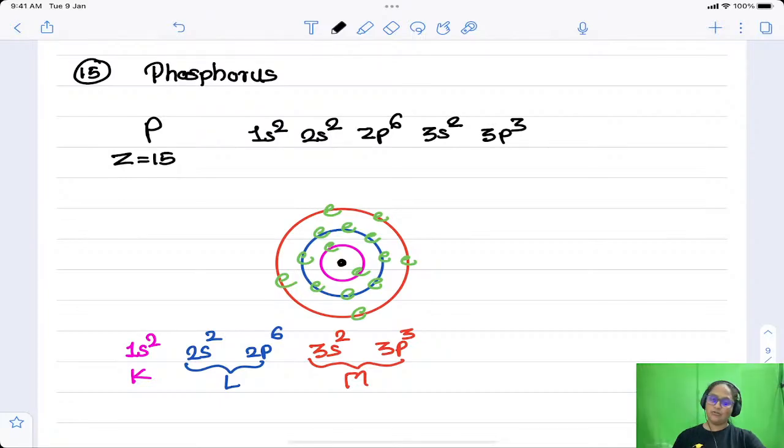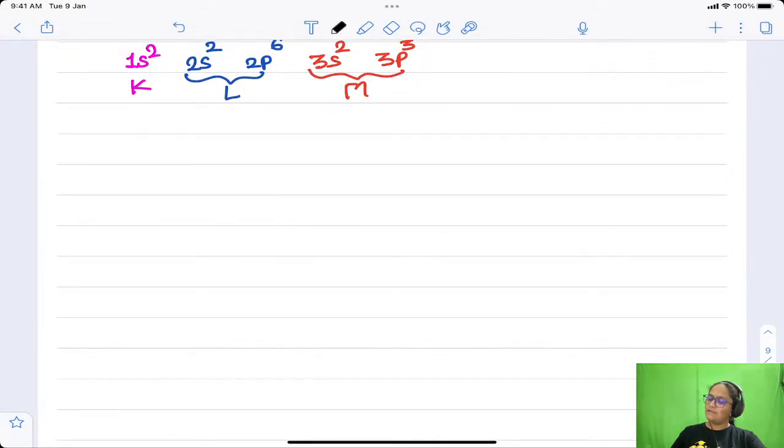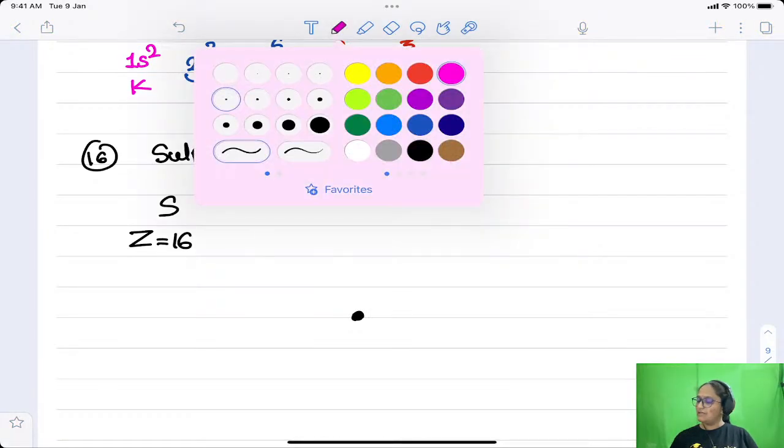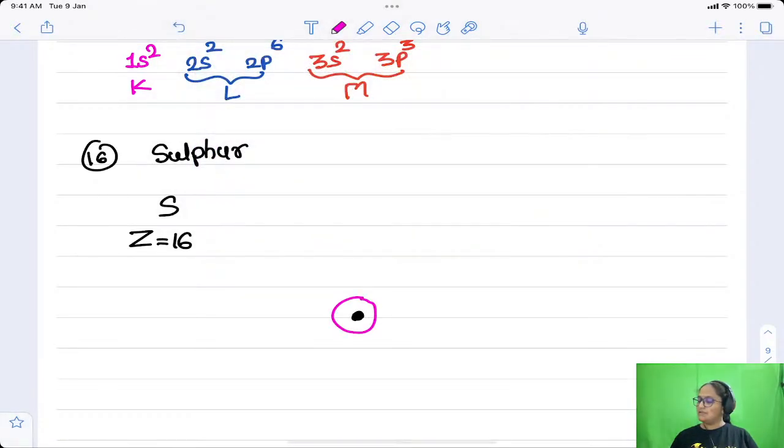Okay, this is the electron configuration of phosphorus. Then the 16th element I'll write down, and that is nothing but sulfur. Sulfur symbol is S. Atomic number is 16. So this is the nucleus of the sulfur atom. Then in this case also, again this is the K shell, in which 2 electrons will be there, 1 and 2.